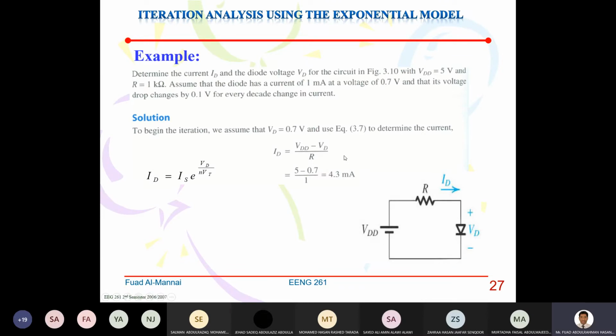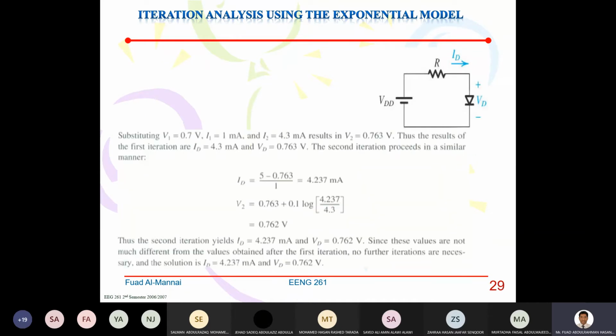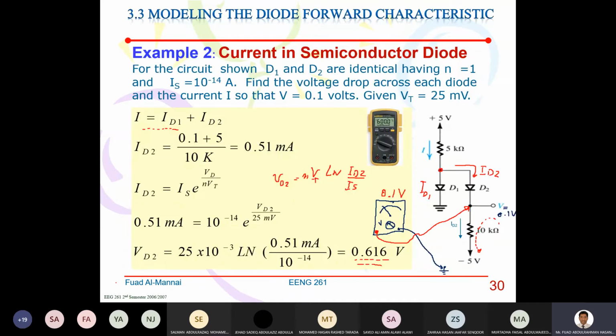Slide number 27. This is an example for iteration. Just go over it, guys, and see if you have a question. It's very simple. Now this one here on slide number 30 is example 2. This is current in a semiconductor diode.